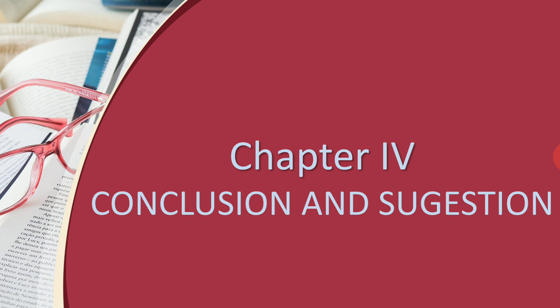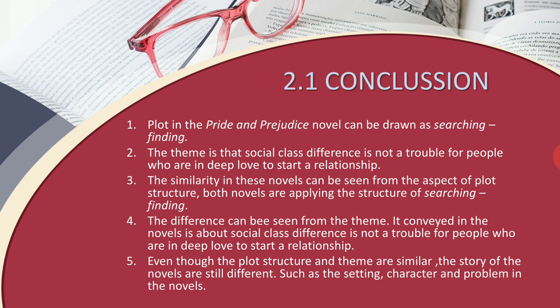Now we go to the last one, the last chapter. It is about the conclusion and suggestions, but we will focus on the conclusion only. The conclusion, we have a conclusion here. I would like to start from the first one. The first, plot in Pride and Prejudice novel can be drawn as searching and finding, and the theme is that social class difference is not a trouble for people who are in deep love to start a relationship.